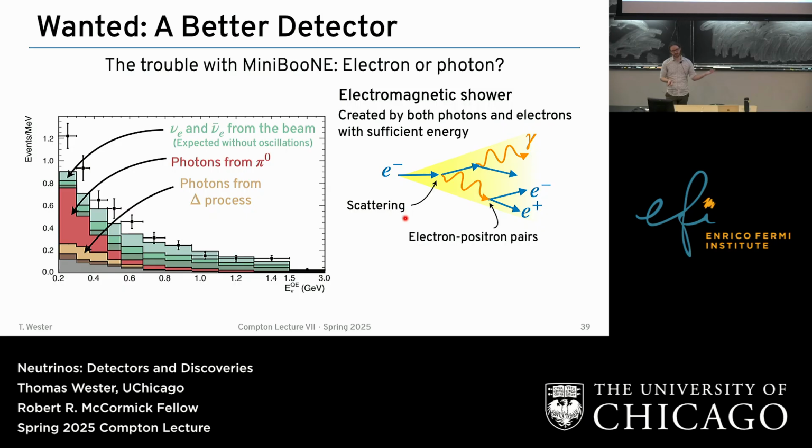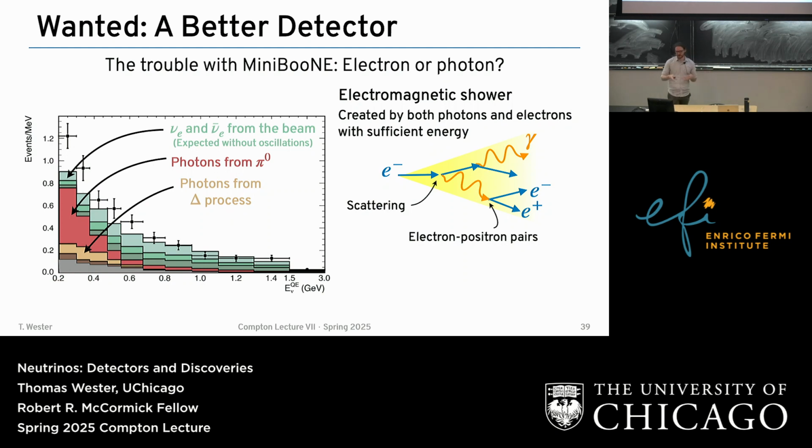And when it scatters, it can produce a photon, and then that photon can go on to produce electrons and positrons. So starting from an electron, you actually get a shower of particles that go out from the interaction point. And this creates those fuzzy ring patterns that we talked about before from the Cherenkov radiation.